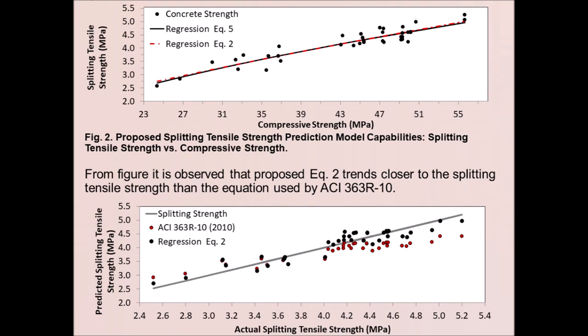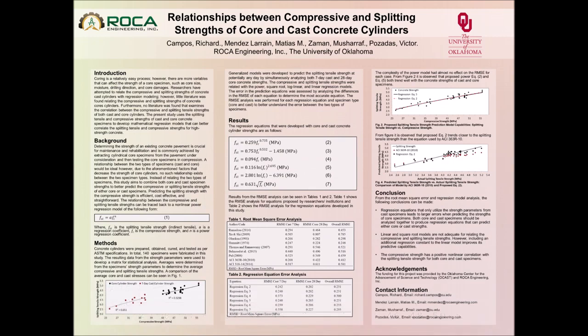We concluded that the regression equations that only utilize the strength parameters from the cast specimens lead to larger errors when predicting the strengths of core specimens. Both core and cast specimens should be analyzed together to produce regression equations that can predict either core or cast strengths. Linear and square root models are not adequate for relating the compressive and splitting tensile strengths. The compressive strength has a positive nonlinear correlation with the splitting tensile strength for both core and cast specimens.